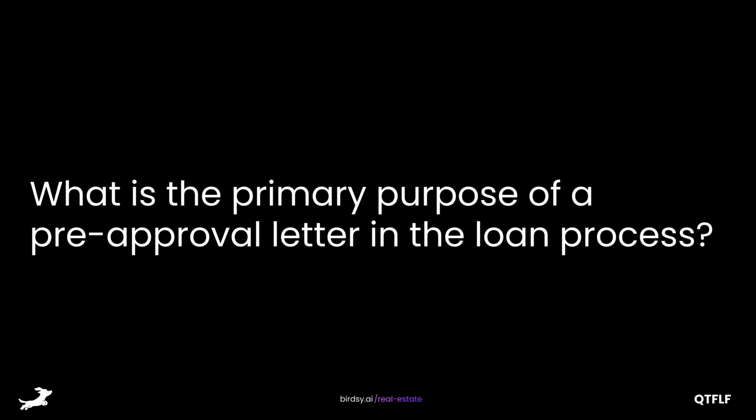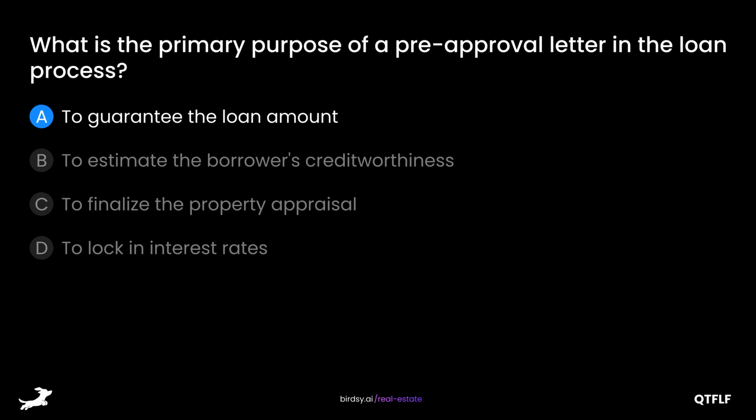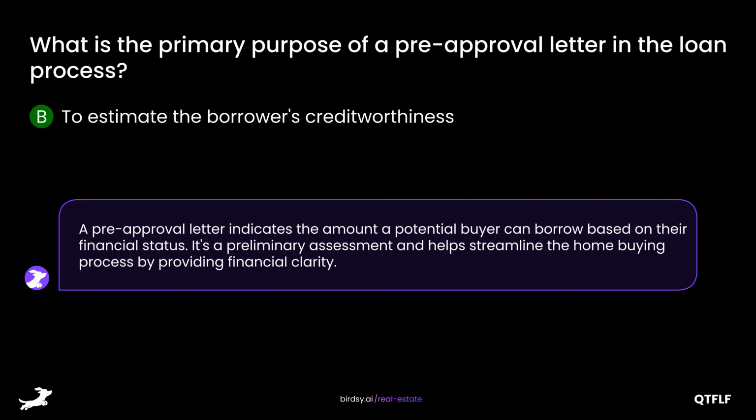What is the primary purpose of a pre-approval letter in the loan process? Is it A, to guarantee the loan amount, B, to estimate the borrower's creditworthiness, C, to finalize the property appraisal, or D, to lock in interest rates? The answer is B, to estimate the borrower's creditworthiness. A pre-approval letter indicates the amount a potential buyer can borrow based on their financial status. It's a preliminary assessment and helps streamline the home buying process by providing financial clarity.